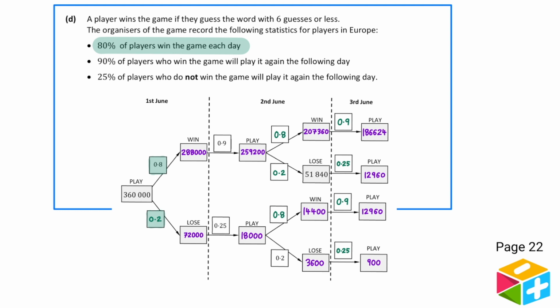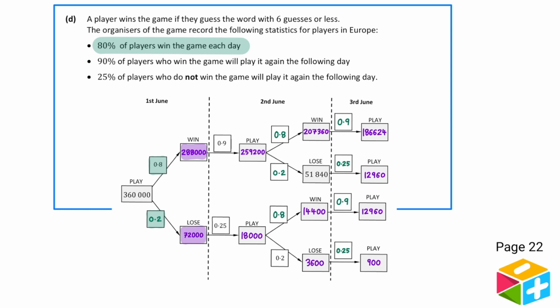To find the number of people who won and lost, all we have to do is multiply our total population of 360,000 by these probabilities. So, for the win box, we'll have 360,000 times 0.8. This gives us 288,000. For the lose box, we'll have 360,000 times 0.2. This gives us 72,000.